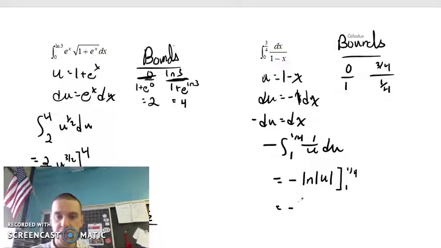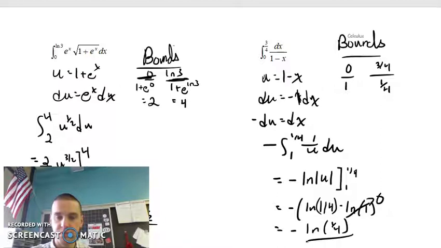So what are we going to get? Negative parentheses, ln of 1/4 minus ln of 1. And ln of 1 goes to 0, so you get negative ln of 1/4. Done. Some of you may be wondering where the absolute value sign is. The absolute value of 1/4 is just 1/4, so we can drop it there. So that's why you don't need the absolute value sign there.